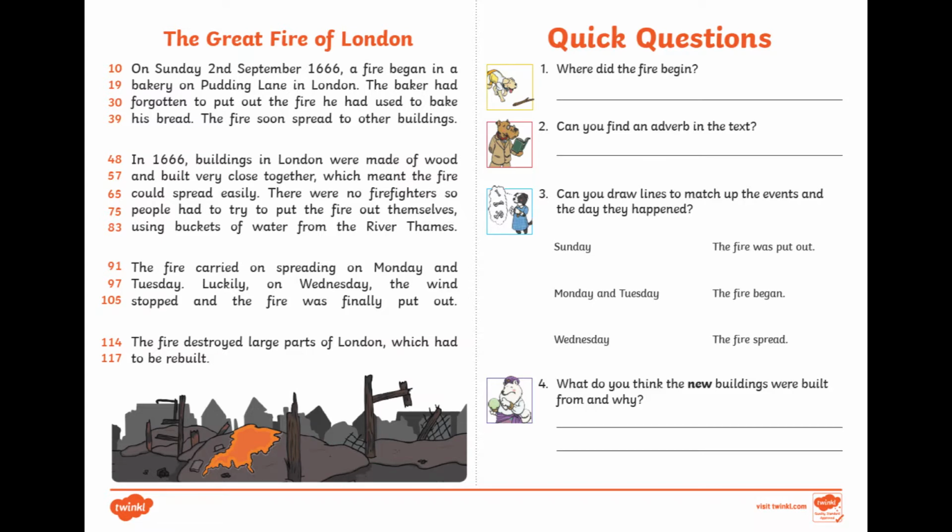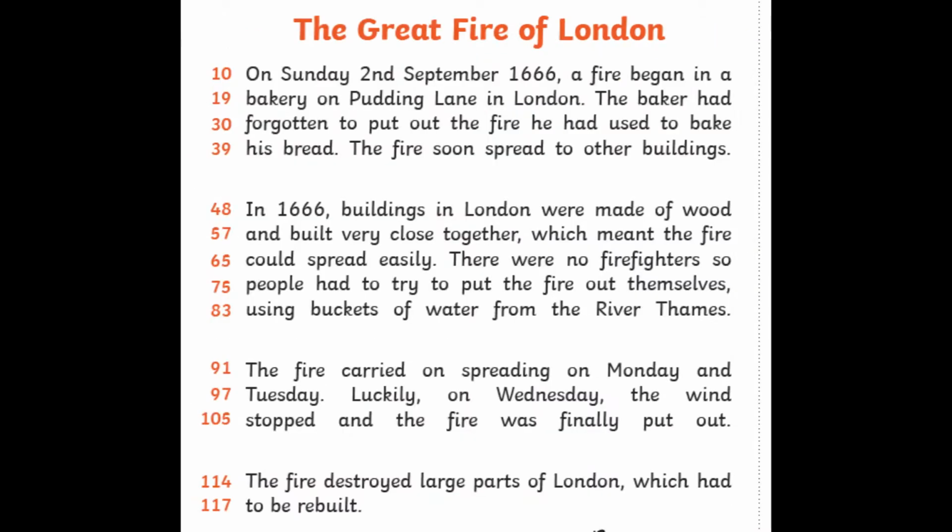For today's English, you will need this sheet, which you can find in the resources. You can print it off if you like, or you can just read it on the screen. Either is absolutely fine. This is the text that you need to read, and it's all about the Great Fire of London.